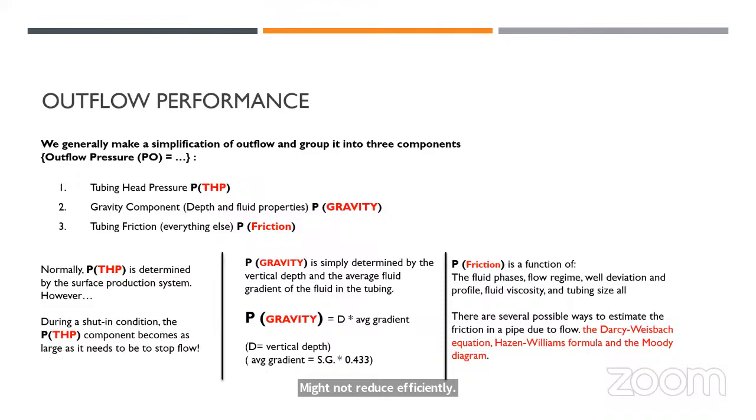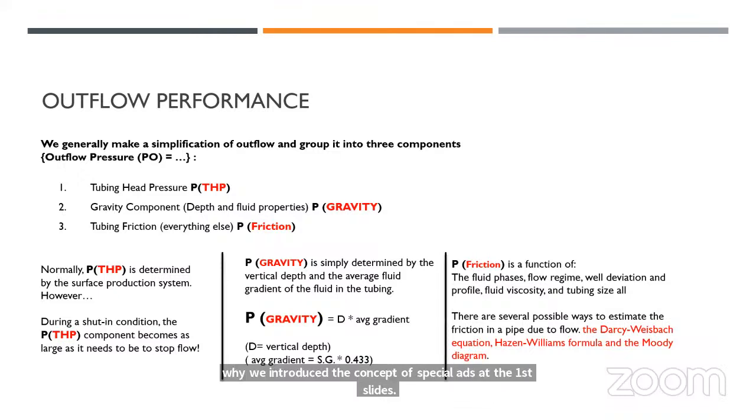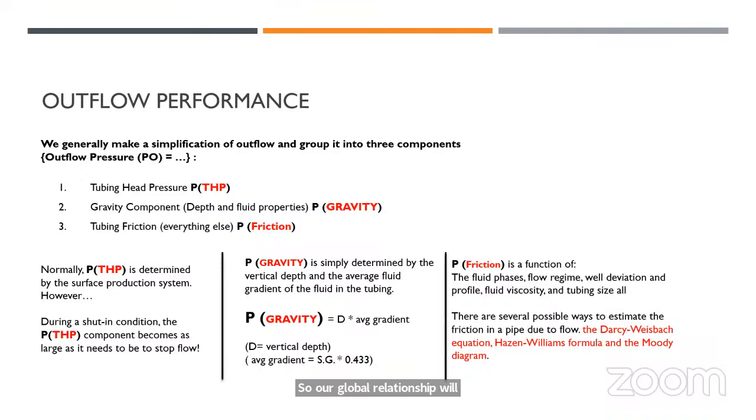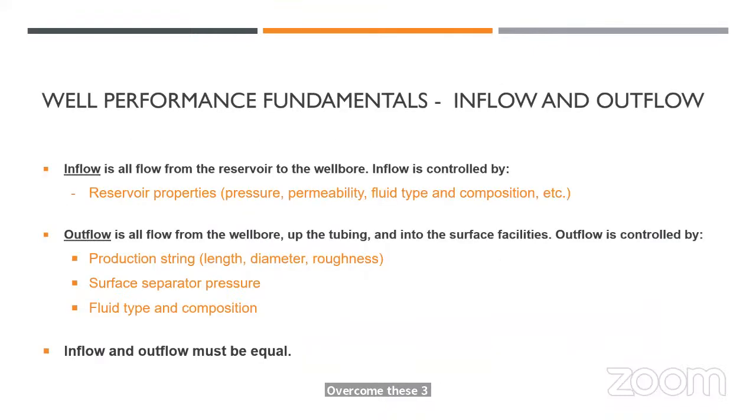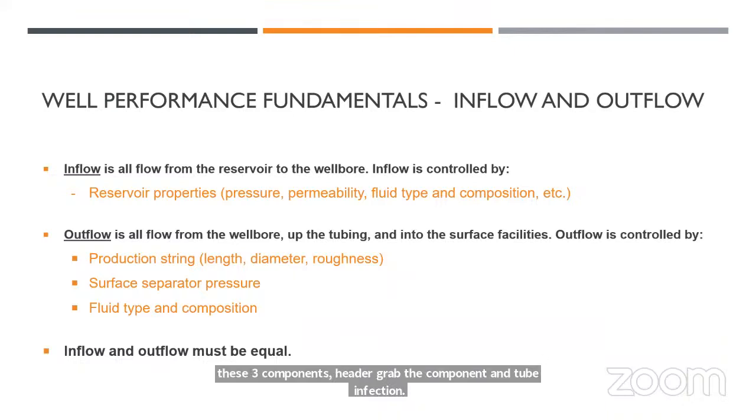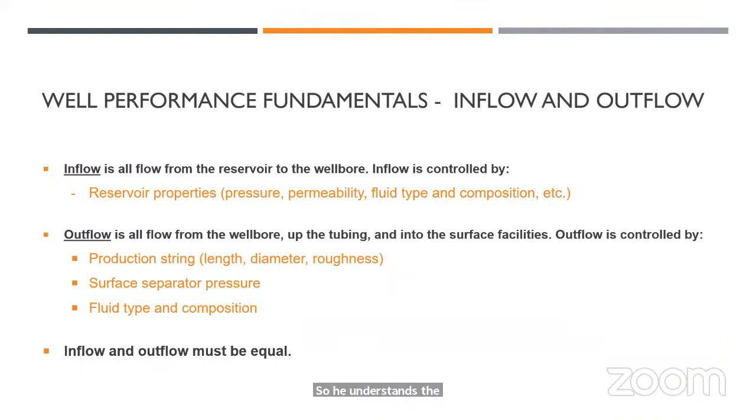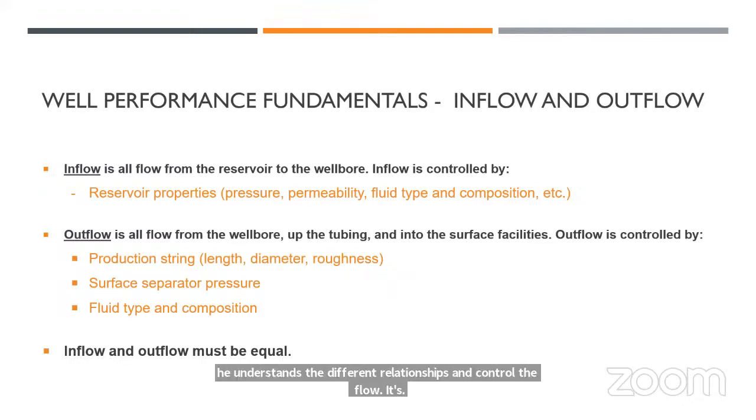So the first component is tubing head pressure. The second component is the gravity component, the hydrostatic pressure. The third component is the friction. That's why we introduced the concept of pressure at depth in the first slides. So the outflow performance relationship will overcome these three components: tubing head pressure, gravity component, and tubing friction. So we understand the different relationships that control the fluids from the well. This is the fundamentals of well performance: outflow and inflow.